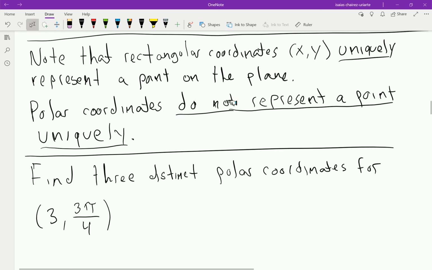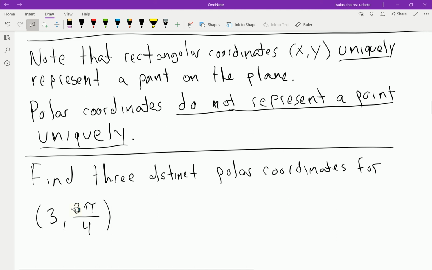Polar coordinates do not represent a point uniquely. So what do we mean by that? Let's get into this next little exercise. We're supposed to find 3 distinct polar coordinates for this polar point, (3, 3π/4).